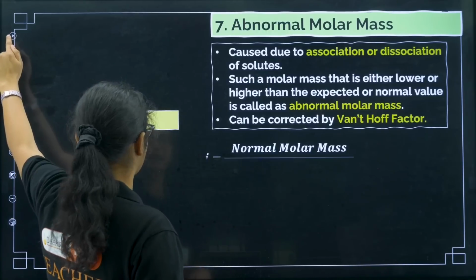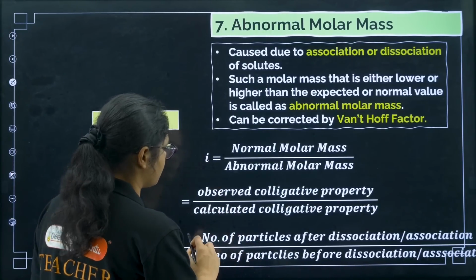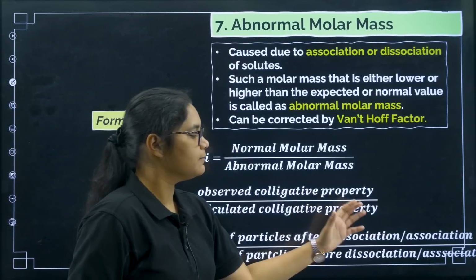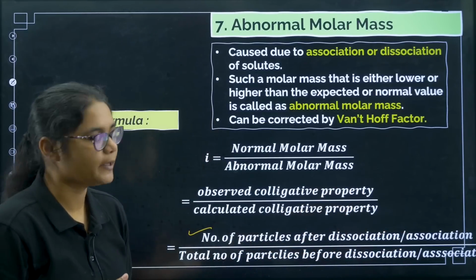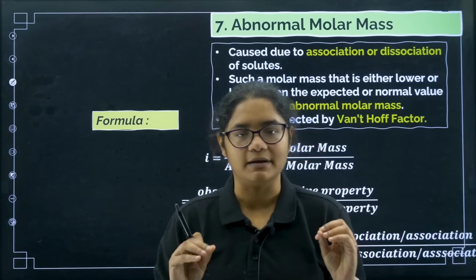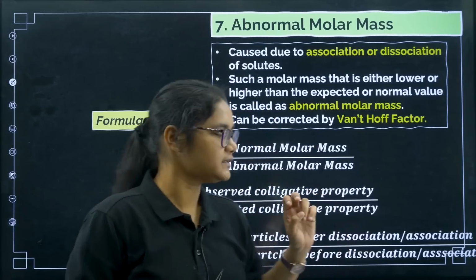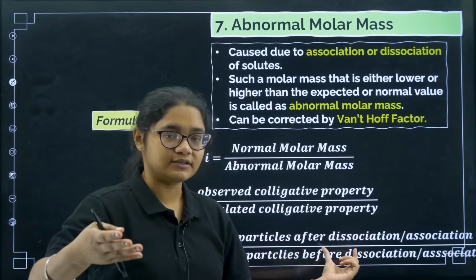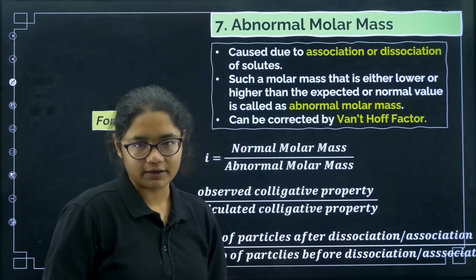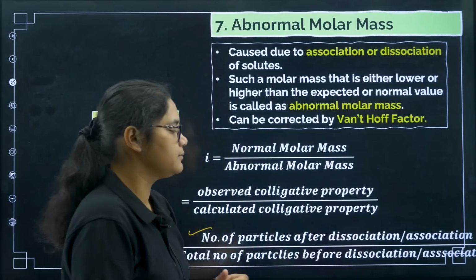And how do we calculate the Van 't Hoff factor? You have three formulas, and the most common formula that we use is the number of particles after dissociation or association divided by the number of particles before association or dissociation. Suppose you have taken NaCl, it will dissociate to give you Na+ and Cl-. So one particle you dissolve, but in the water it became two particles. So what is the Van 't Hoff factor? Number of particles after dissociation 2 divided by the number of particles before dissociation 1. So 2 by 1.